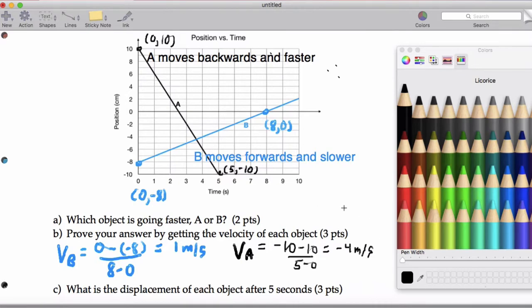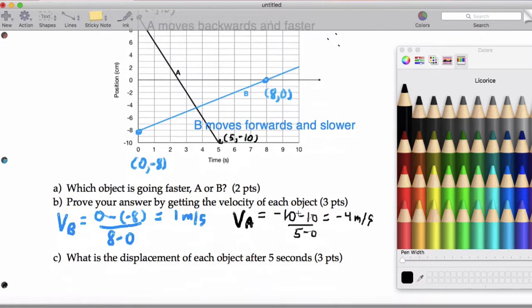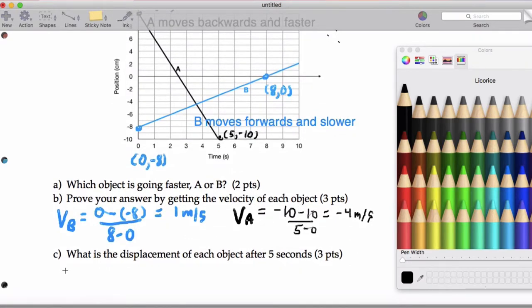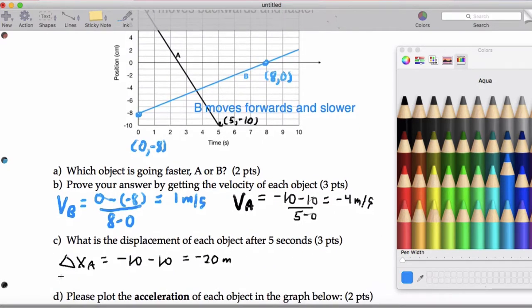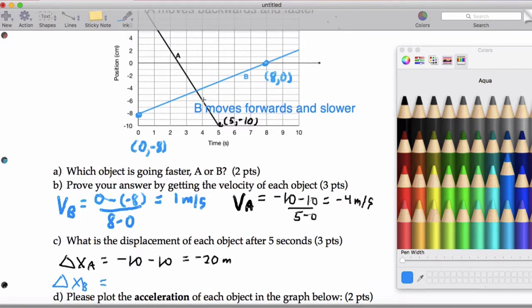meters per second. And then we ask, what is the displacement of each object after 5 seconds? So the displacement for A, when I read that off the graph, that's going to be -10 minus 10, which gives us a displacement of -20 meters. And for object B, let's look at where it is after 5 seconds.